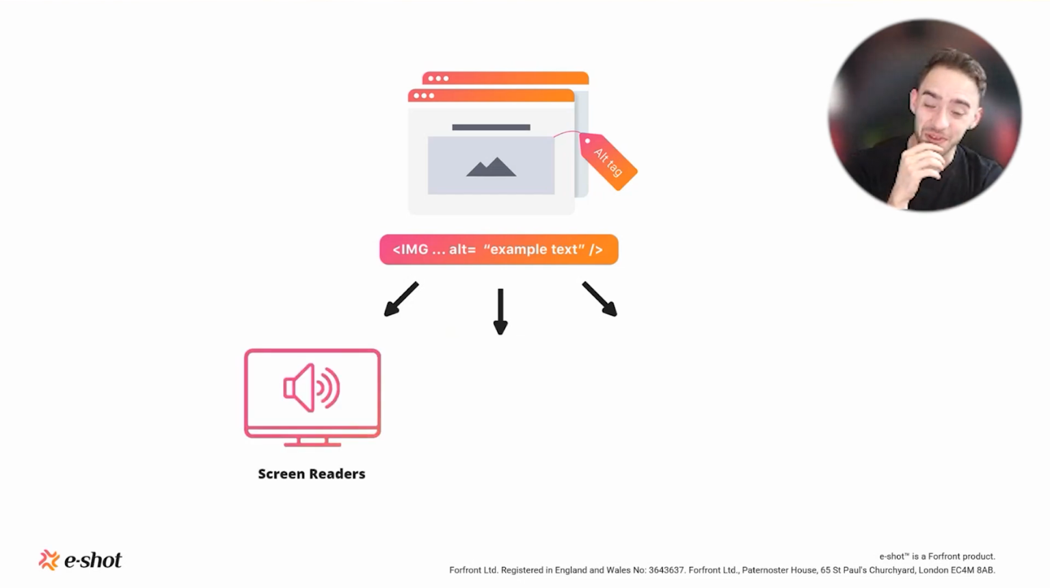And the scenarios are obviously screen readers. A screen reader, when it comes across an image, will read out the alt text instead of the image, basically letting the person know what should be there.